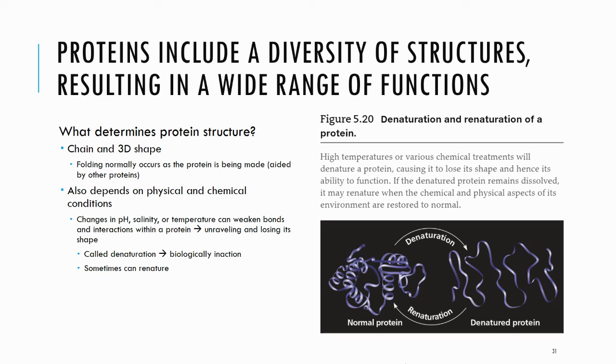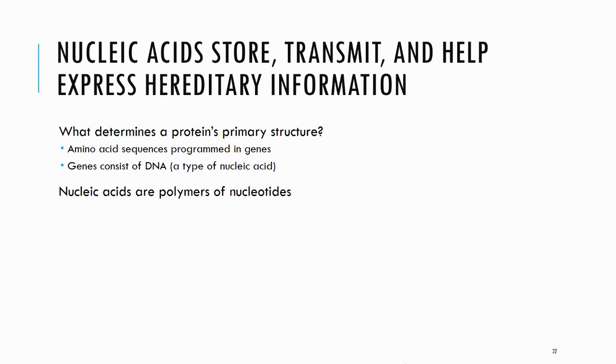So changes in pH, salinity, or temperature can weaken the bonds and interactions in the protein, which leads to it unraveling and losing its shape. And as we know, when a protein loses its shape, it cannot do its job. That process is called denaturation, which means it's biologically inactive. Sometimes they can renature, but not always, which you can see in the figure to the right.